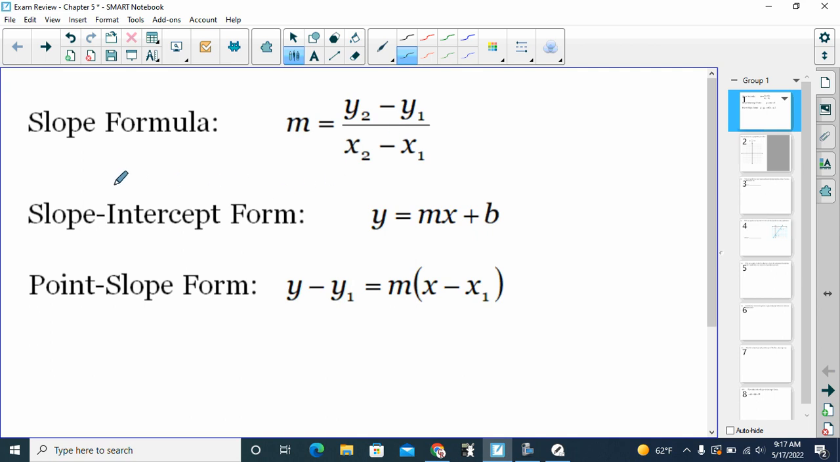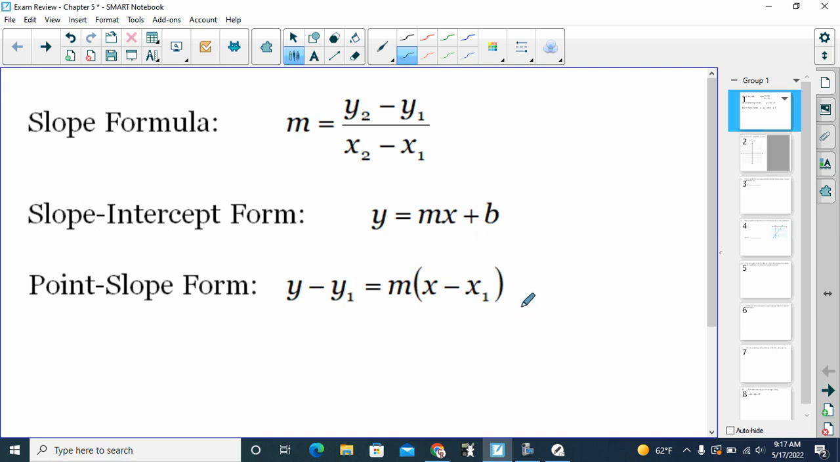A formula that you should be very familiar with, slope-intercept form, y equals mx plus b. M is still slope. B is the y-intercept of the line where it crosses the y-axis. Point slope form, y minus y sub 1 equals m times the quantity x minus x sub 1. M is slope, x1, y1 is one of the points on the line, any point on the line.